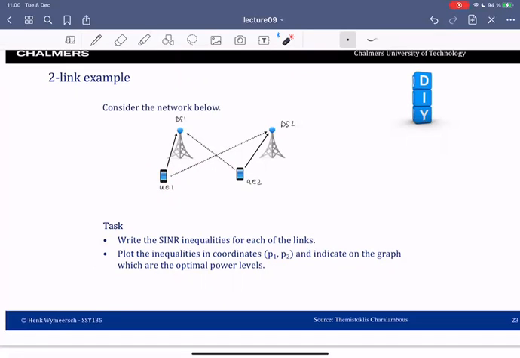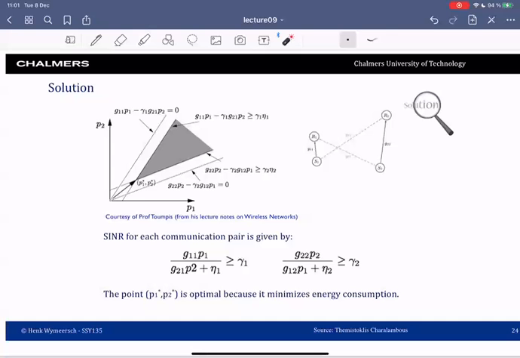You can pause the video and try to solve this problem and then get back. Okay, so the solution is maybe a little bit involved. Here on the top right, we have the scenario where we have the users on the bottom and the base stations on the top. We have the desired links and the interfering links. And then for each user, we need to decide a certain power, P1 and P2.